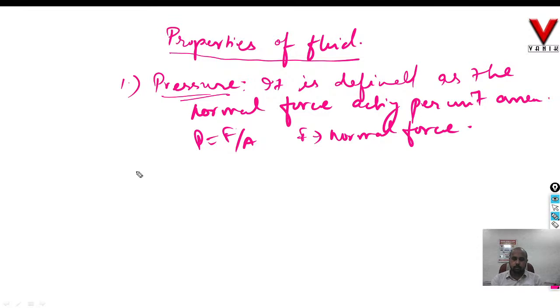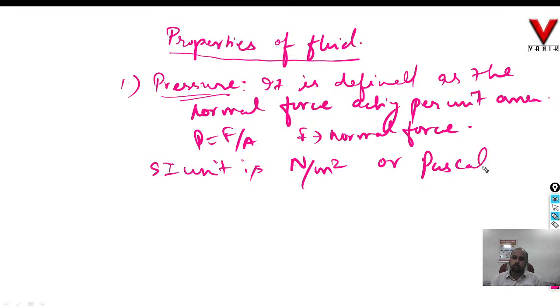So SI unit is Newton per meter square or Pascal.